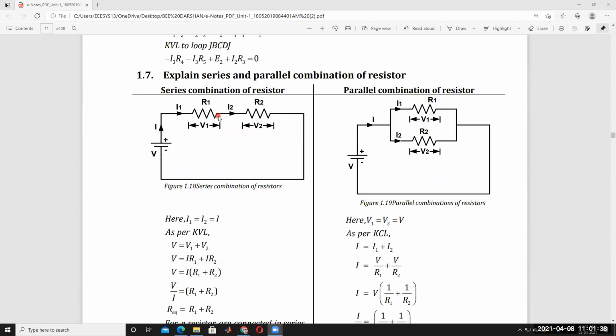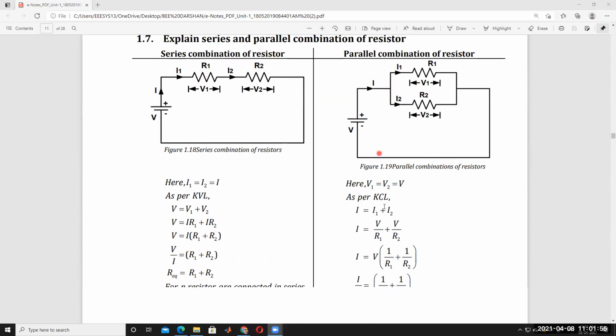For example, a 2 ohm resistor and a 4 ohm resistor. What is the equivalent resistance? 2 and 4 connected in series. Then what is the equivalent resistance? 6. So that 6 ohm resistor is greater than the 4 ohm resistor.